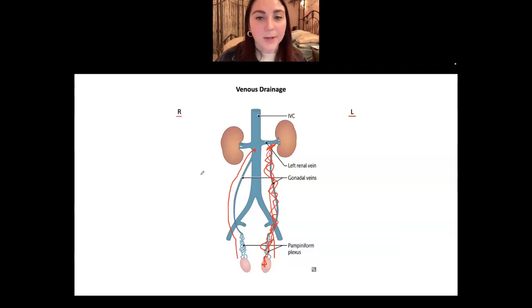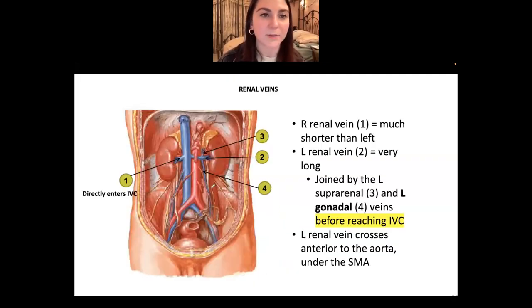Okay, so you'll definitely get asked this. Remember, you're more likely to see a varicocele on the left side because the left gonadal vein drains into the left renal vein first. The right gonadal vein does not drain into the right renal vein first. It goes directly into the inferior vena cava.